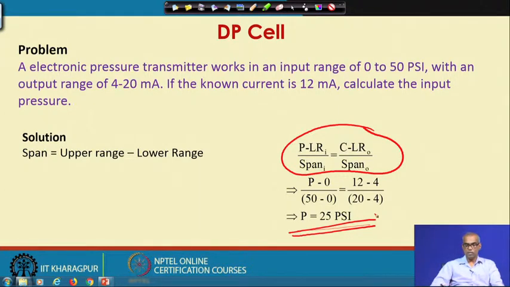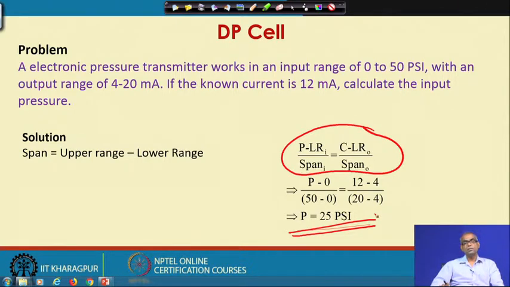So, basically you are asking that if 0 psi corresponds to 4 milliampere current, 50 psi corresponds to 20 milliampere current, and what is implicit here is that the interpolation is linear. So, 12 milliampere current corresponds to what psi pressure?